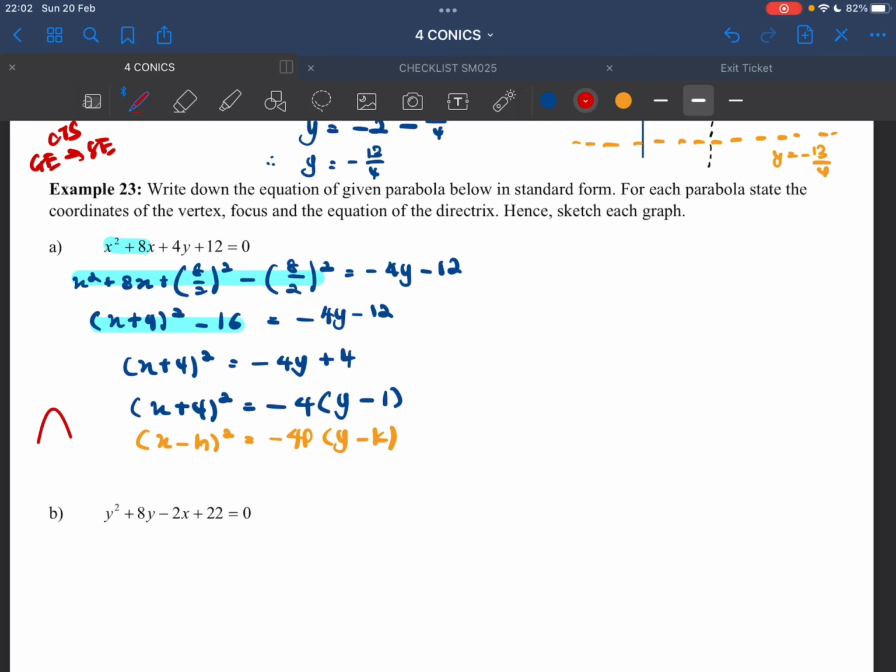Now from the equation itself, we already know the vertex. So let's find the vertex. The vertex is h, k, which here is negative 4, 1. We can also compare the value of p. We compare negative 4p and negative 4. So we have negative 4p equals negative 4, which means p is equal to 1. Now let's plot the graph here. To find the focus and the directrix, it's easier if we plot the graph.